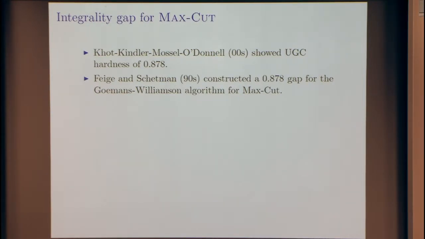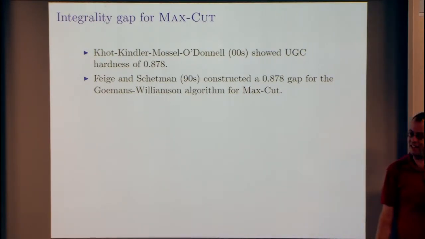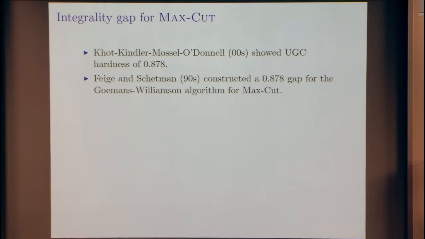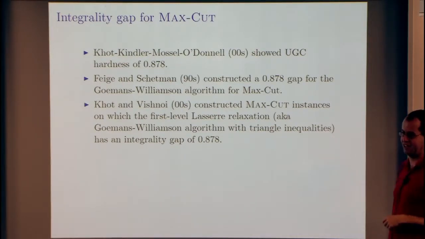And indeed, people were considering it even before our result. Feige and Schechtman show that the standard algorithm for solving max cut, the Goemans-Williamson algorithm, exactly has this gap. This is a very strong indication of hardness. Then Khot and Vishnoi construct a different family that also has this gap for a more sophisticated semi-definite program, which involves what's called the triangle inequality, and this is a much harder example.